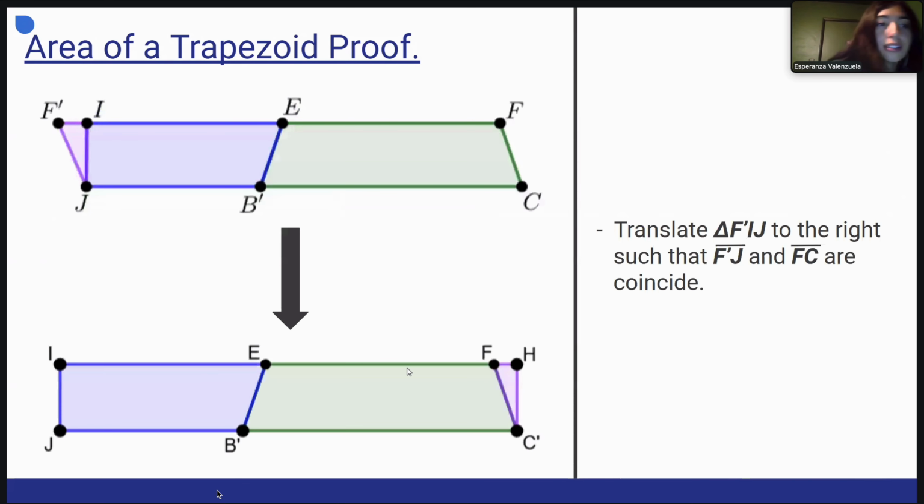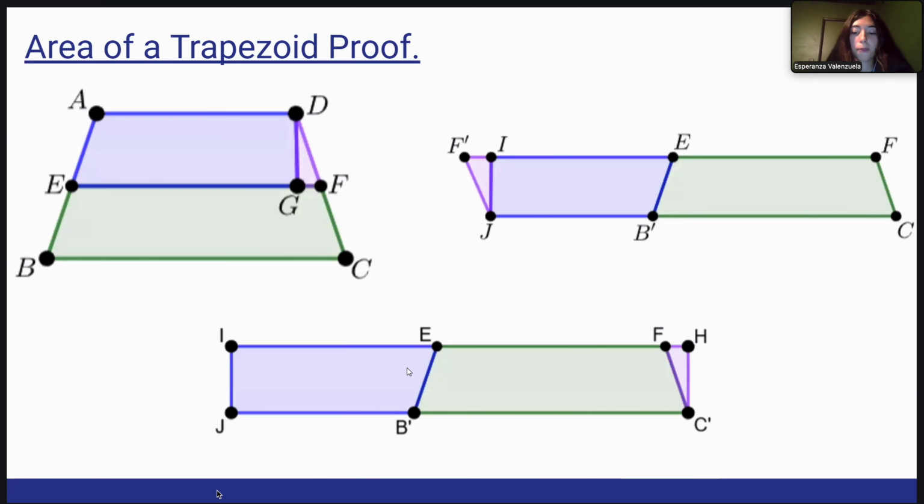Now we're going to translate this right here like such, so that f prime j and fc coincide, and by a similar argument before, we can prove that they coincide by f being the midpoint of that and this corresponding to this. Then I'm going to hope you guys trust me on this, but following parallelism theorems and all that stuff, we can prove that this is pi halves. And we know that this is pi halves by construction.